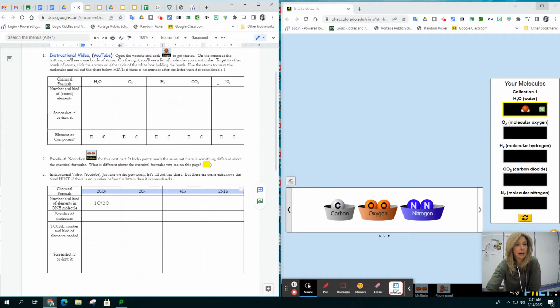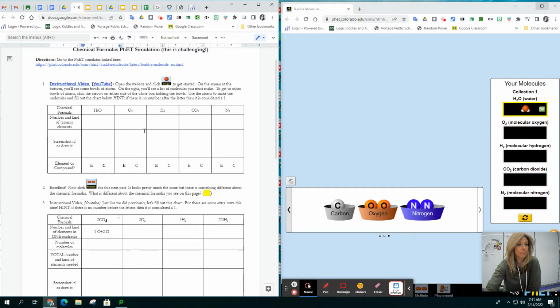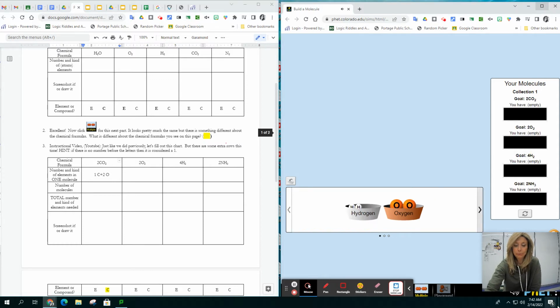So let's take a look at carbon dioxide up here and carbon dioxide down here. Something's a little bit different, okay? Oxygen up here, oxygen down here. Something's a little bit different, okay? So I'm going to click on multiple, and we'll kind of get going. You see the chemical formulas off to the side as well.